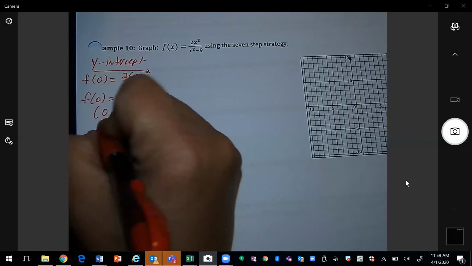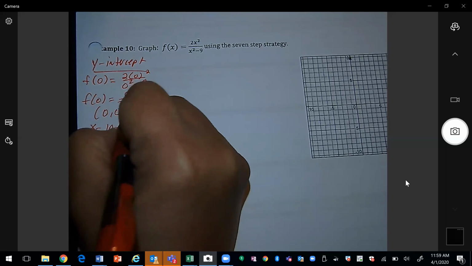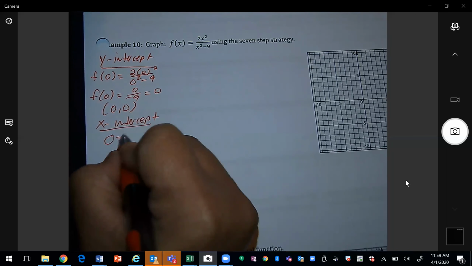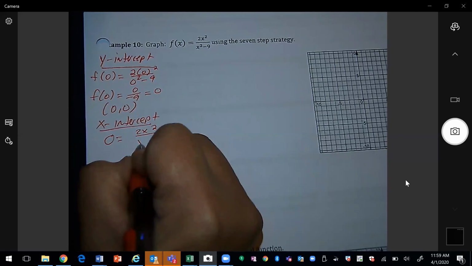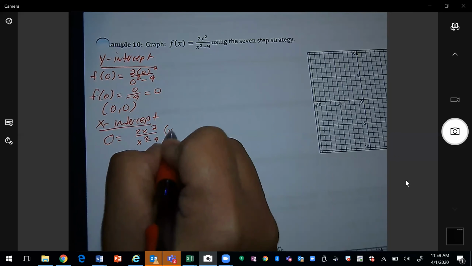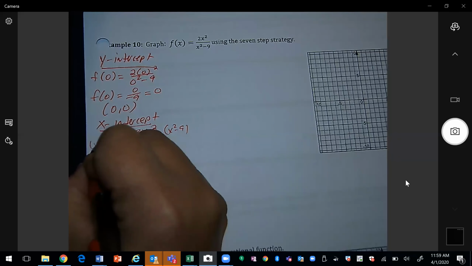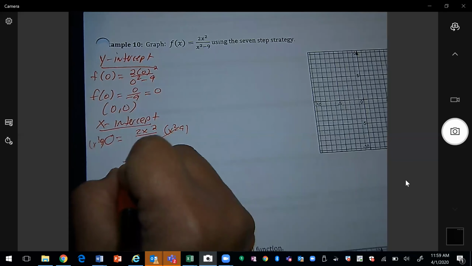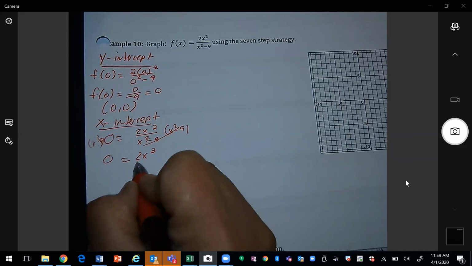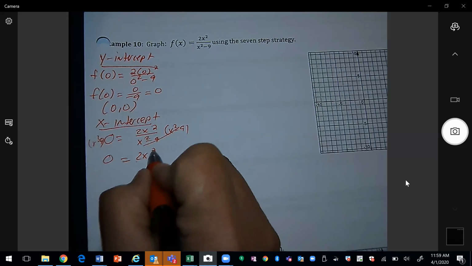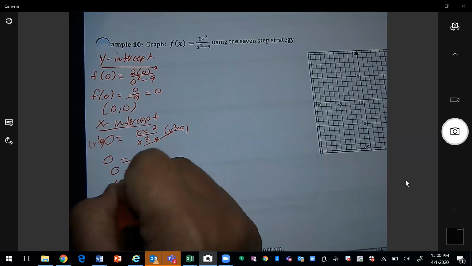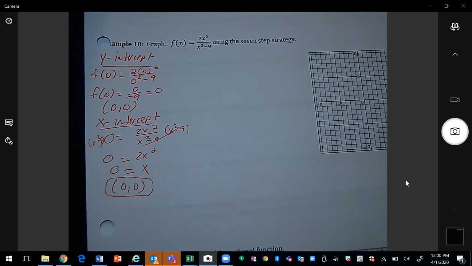Let's find the x-intercept. So to find the x-intercept, I let y equal 0. If I multiply by x squared minus 9 on both sides, then I get 2x squared is equal to 0. And so if I divide and take the square root, then this is still going to be 0. So my x-intercept is also 0, 0.